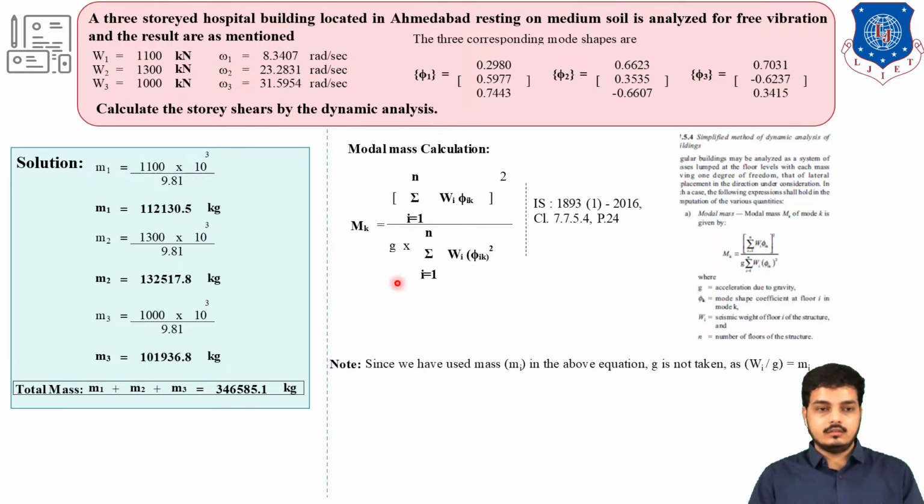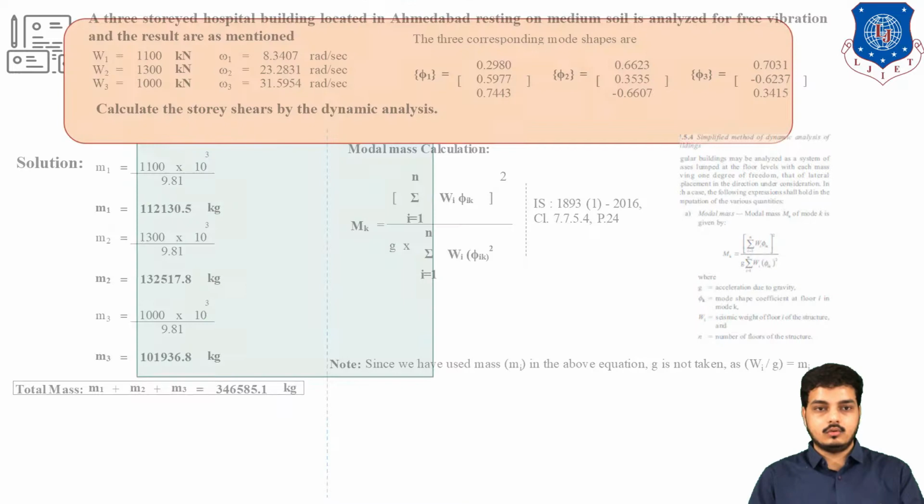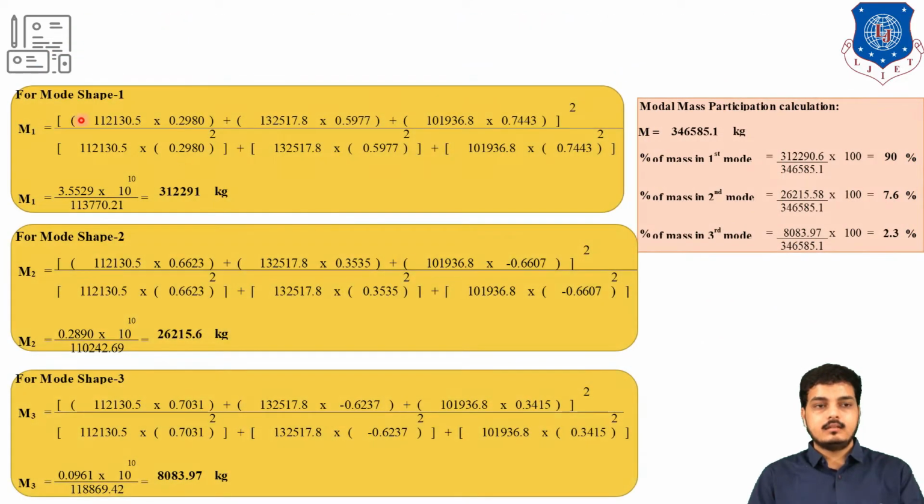Now in the above equation we will be using the mass only, because since we have used mass, G is not taken, as Wi by G equals M. What I am saying is that in the place of Wi we will be placing the masses M and we will not be multiplying with G. Look what we did, because the answer is coming out to be similar only.